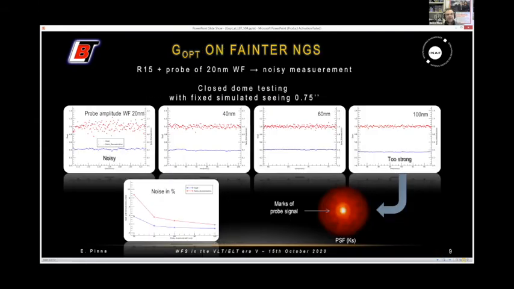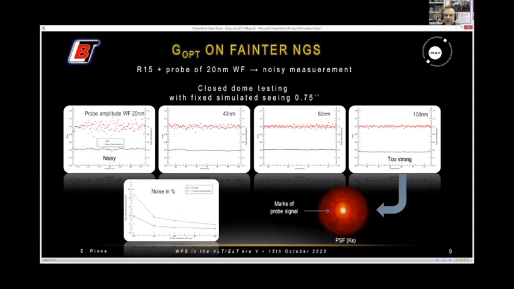Next, we went to fainter NGS, trying here a 15 magnitude. Now, this was simulated. We simulated in daytime. This is a setup in the enclosed dome where we have a calibration source. We can emulate a different magnitude, and we can inject turbulence on the secondary mirror commands, emulating a fixed turbulence.